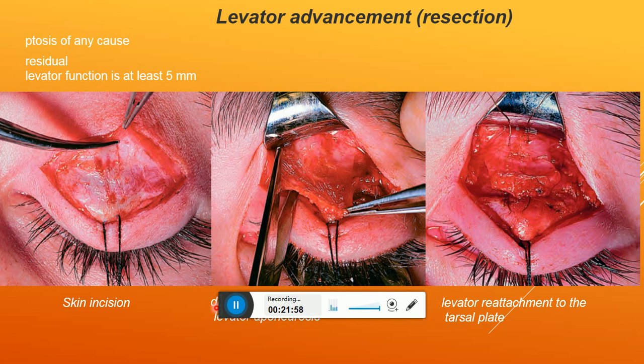The extent of resection depends upon the severity of ptosis and the amount of levator function. The predictability of correcting height is the same whether an anterior or posterior approach is used. However, the advantage of the posterior approach is in the predictability of the lid contour. So first a skin incision is given, then the levator muscle is retracted and the levator reattached to the tarsal plate.